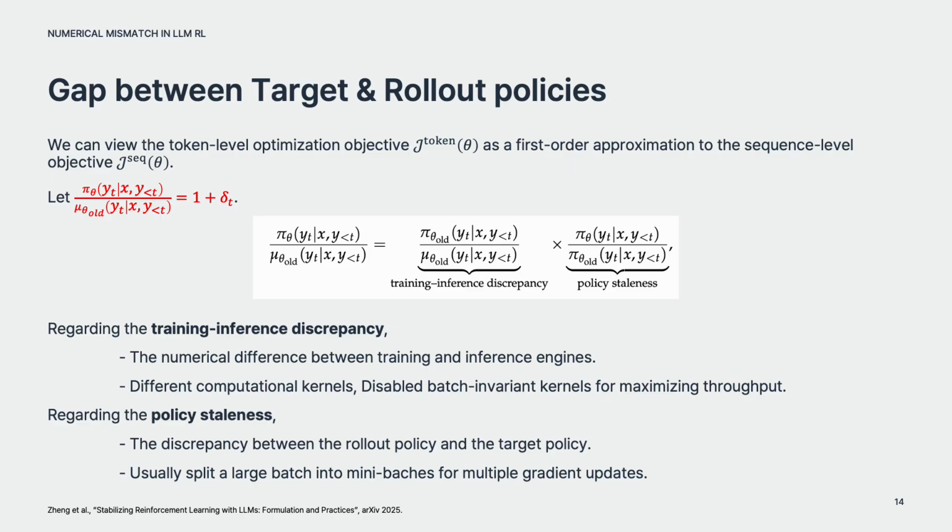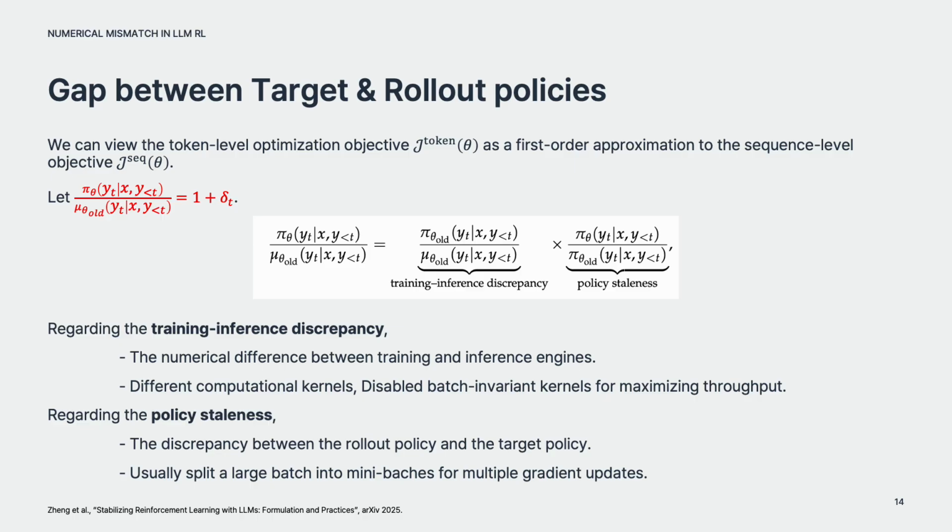As discussed earlier, the training-inference discrepancy refers to numerical differences between the training and inference engines. These differences arise because the two engines are using different computational kernels, or because some batch-invariant kernels are disabled to maximize throughput during inference.